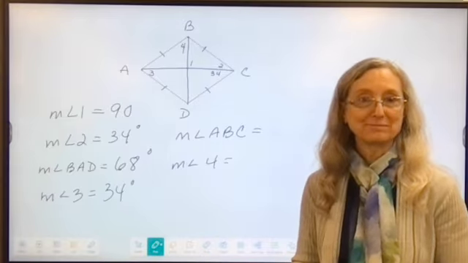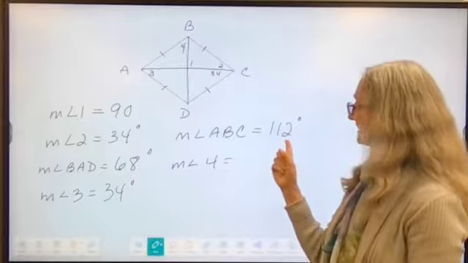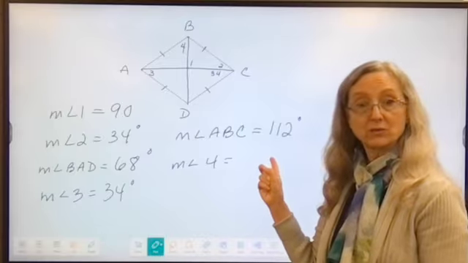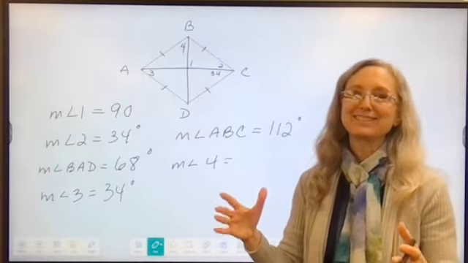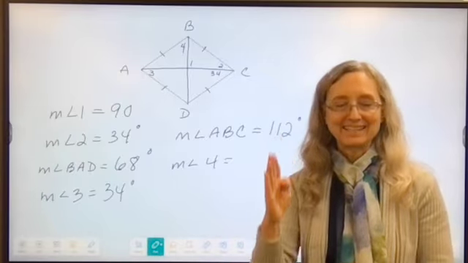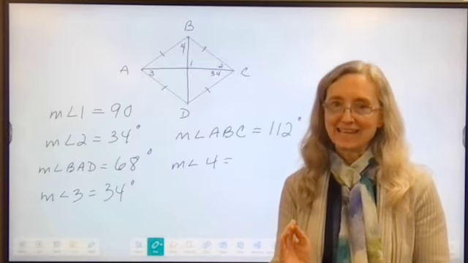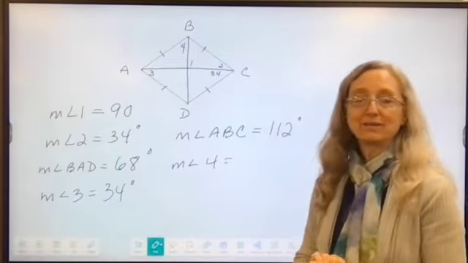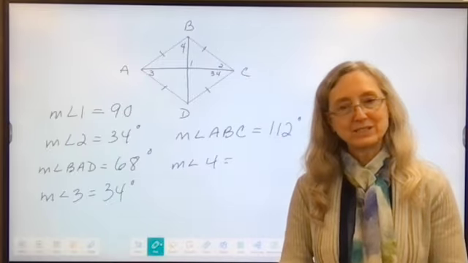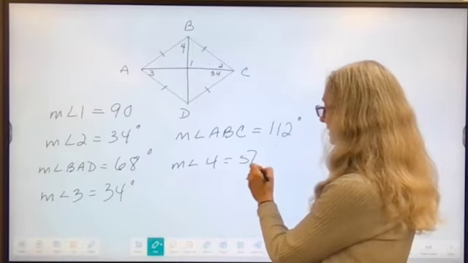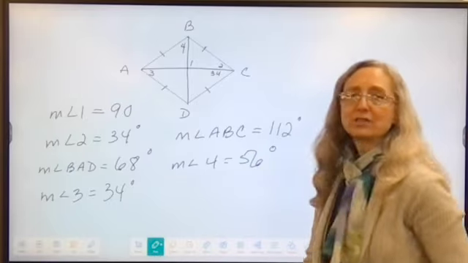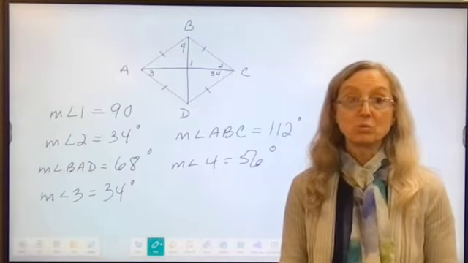And then lastly, I want to find this measure here where the number 4 is, and it is half of this 112 degrees because it is a rhombus. That diagonal cut that angle exactly in half, so half of 112 would be 56. This is 56 degrees.